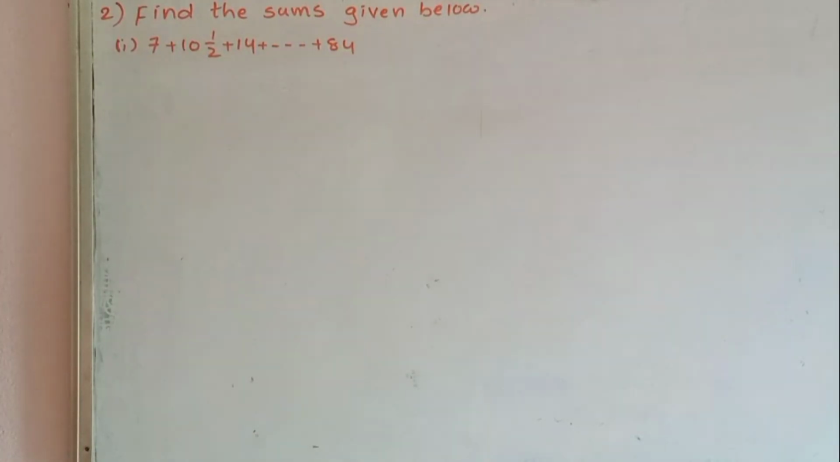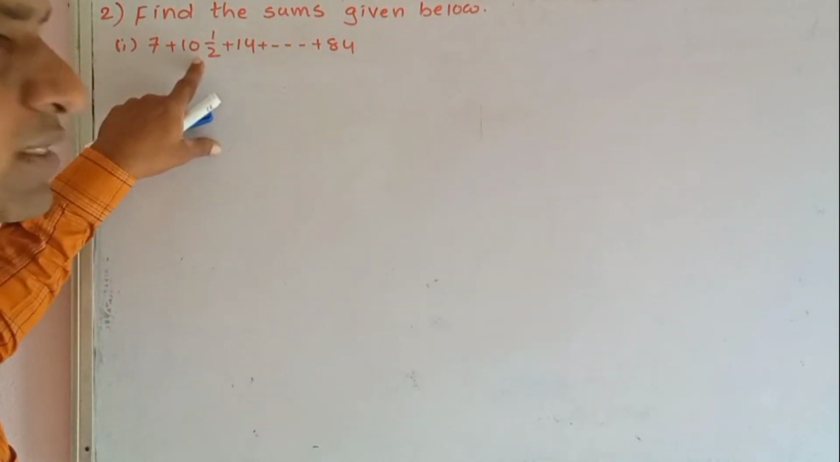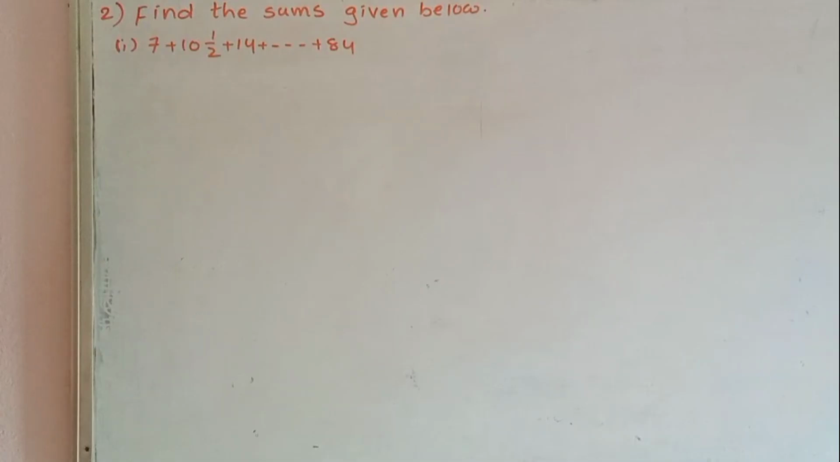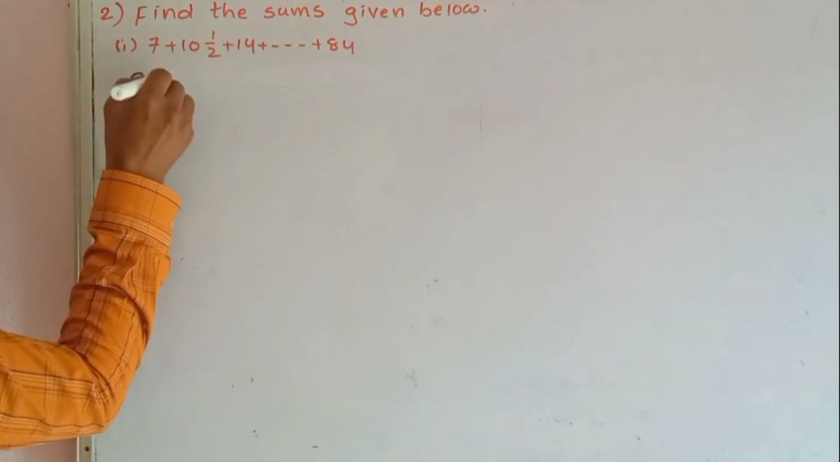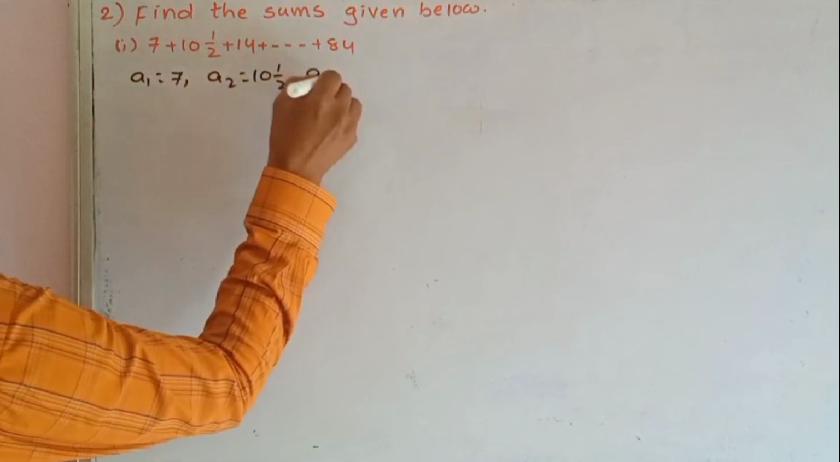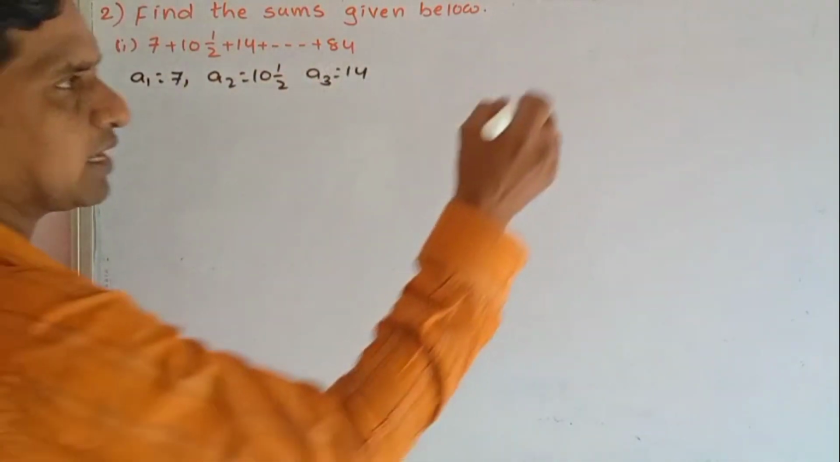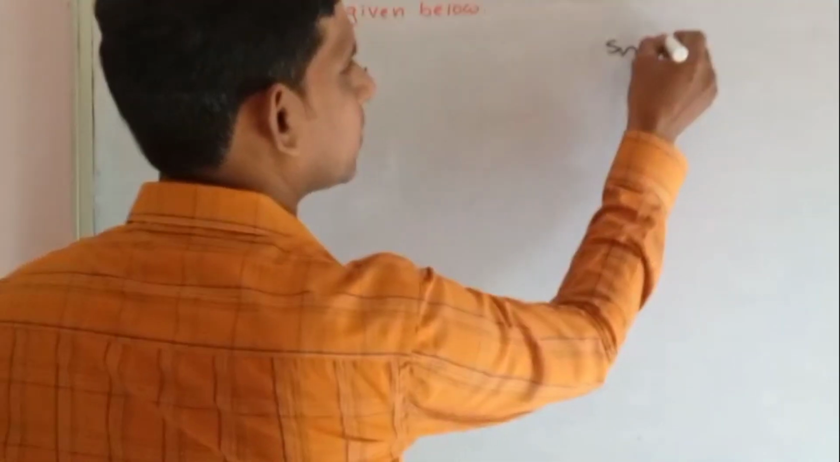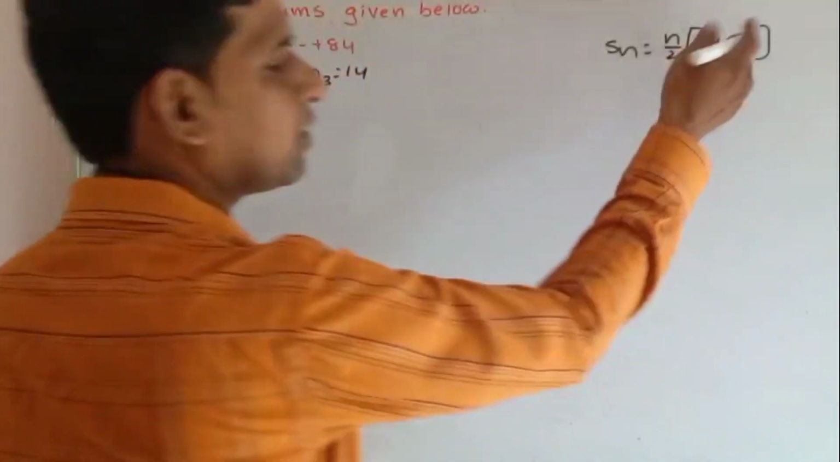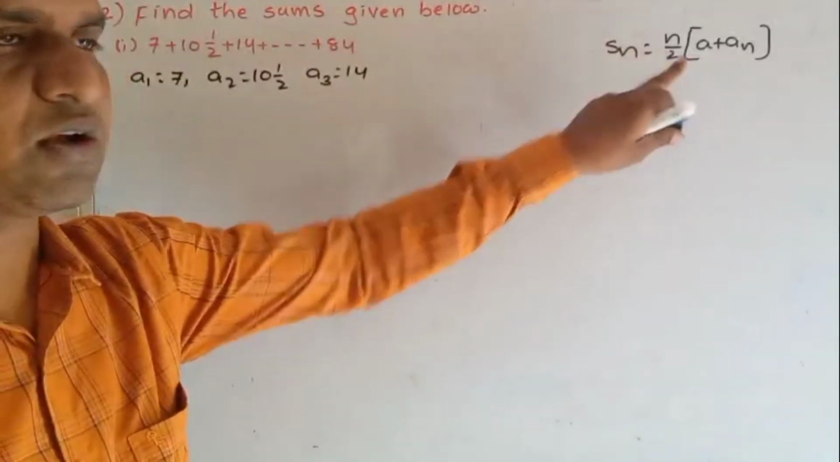Problem 2. Find the sums given below. First one, 7 plus 10 and a half plus 14 plus so on up to 84. Here A1 equals 7, A2 equals 10 and a half, A3 equals 14. The sum of n terms formula is Sn equals n by 2 into (A plus An). But I don't know the value of n, so first we find the value of n.